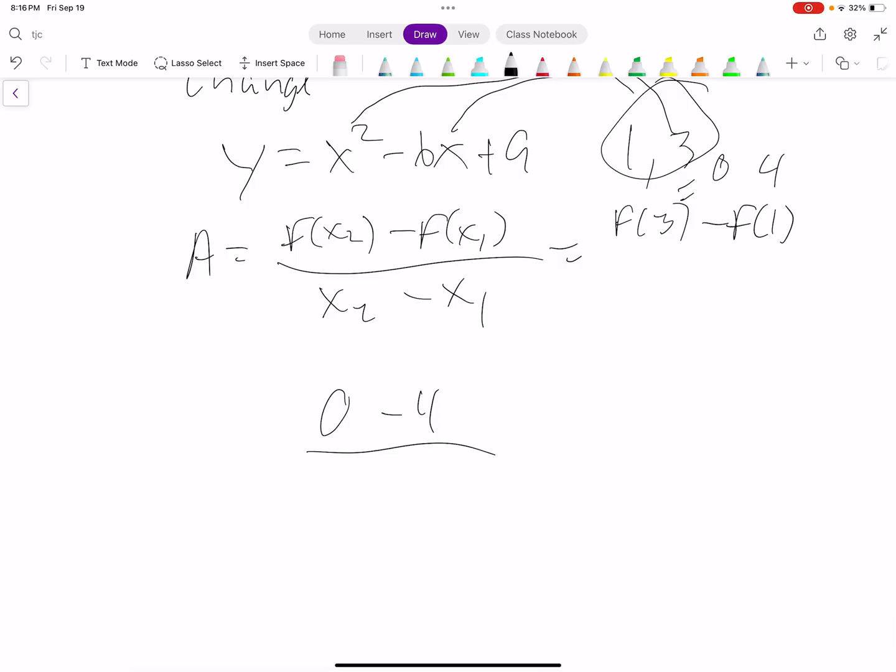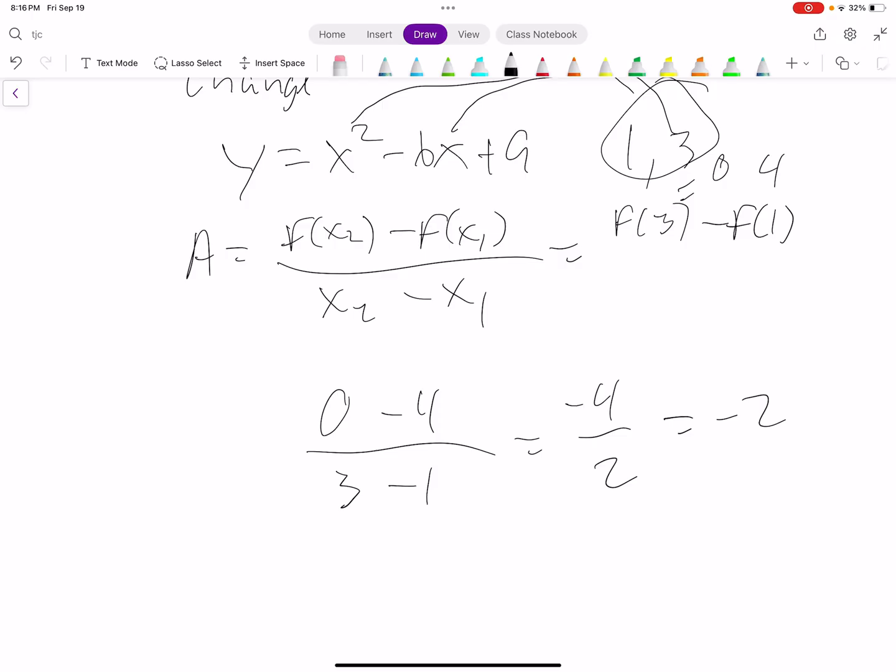On bottom, x2 is 3 minus 1. So this is negative 4 over 2, which becomes negative 2. So the average rate of change is minus 2 between those 2 points on that function. All right, so that's 13.